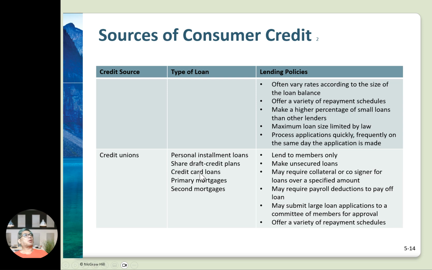Credit unions offer personal installment loans, share credit plans, credit card loans, and primary as well as secondary mortgages. They act almost like a bank, but a smaller version of it. The key part is they only lend to members, make unsecured loans, and also require collateral for loans over a specific amount. They may require payroll deductions to pay off loans, may submit larger loan applications to a committee of members for approval, and offer a variety of repayment schedules.